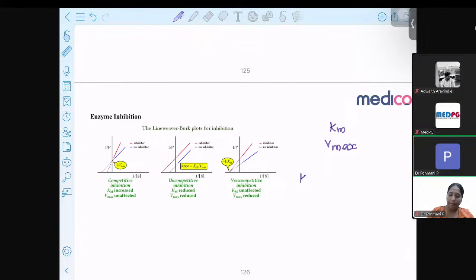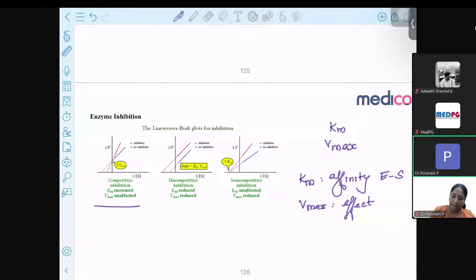What is Km? Km denotes the affinity between the enzyme and substrate. Vmax, remember, is the maximal effect which can be seen. What happens in competitive inhibition? In competitive inhibition, we saw that if we increase the dose, if we overcome the inhibition by increasing the dose, Vmax will remain the same, right? That is the reason in this, Km is increased and Vmax is unaffected.